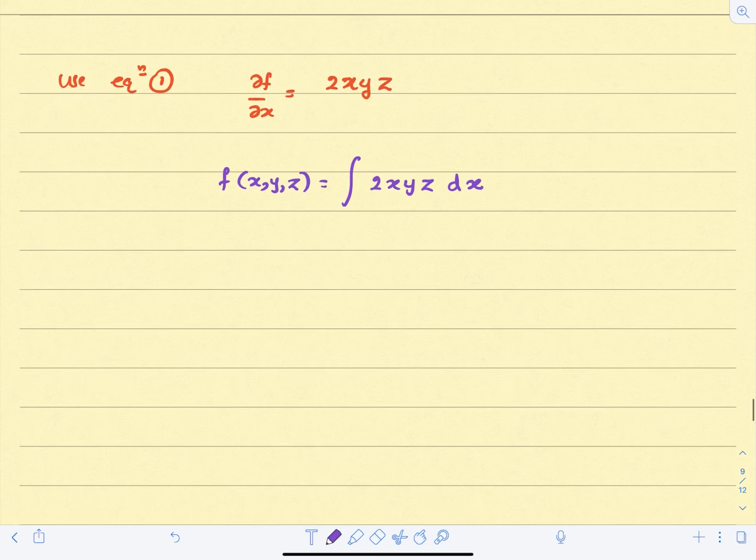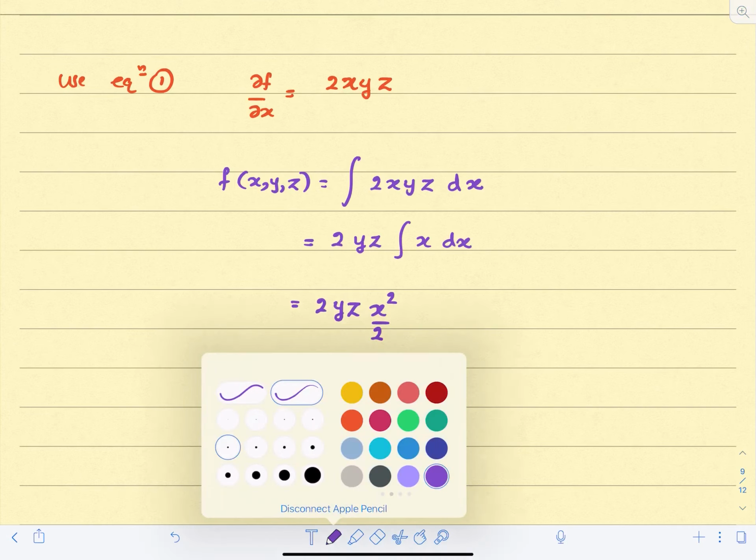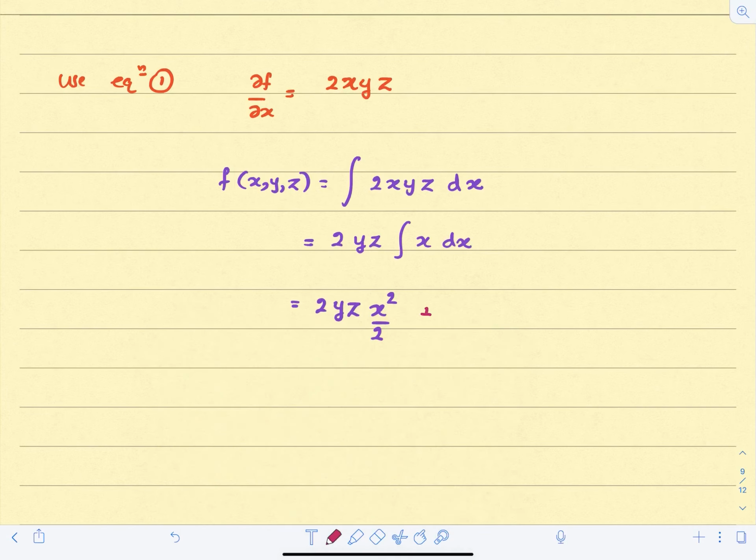Now if we integrate this, again we have to treat variables y and z as constants. So we have 2 times yz. The integral of x with respect to the x variable is x squared over 2. So we have 2yz times x squared over 2. But now we need to add a constant.